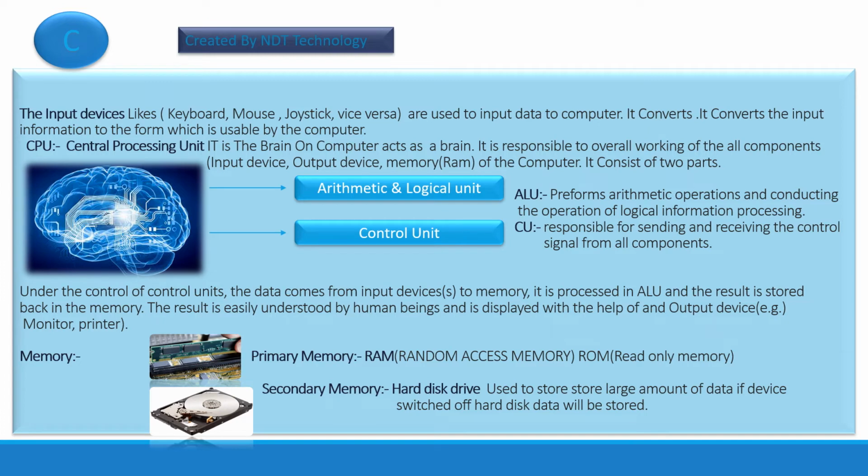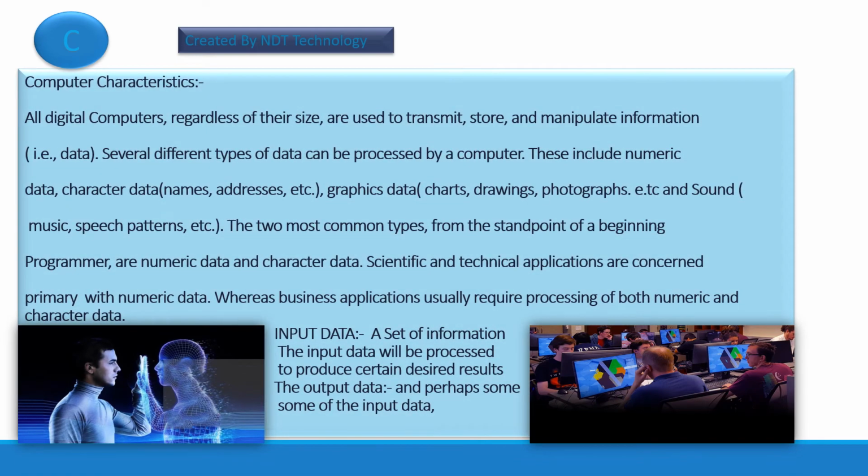Here we talk about two parts and will deep dive into these technologies. The next topic is computer characteristics. All digital computers, regardless of their size, are used to transmit, store, and manipulate information. That means data. Data is mandatory for any digital computer. Several different types of data can be processed by a computer. These include numeric data, like 0 to 9 forms, 0, 1, 2, 3, 4, 5, 6, 7, 8, 9, 10, and so on. And it may be character data like name, address, etc., like A to Z. Any address consists of letters, digits, and characters.